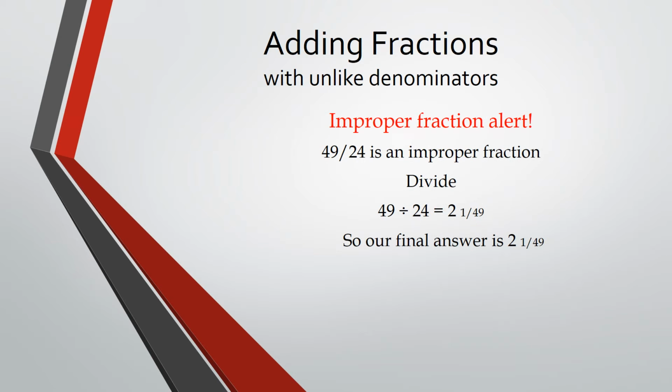Improper fraction alert. 49/24 is an improper fraction, but it's easy to fix. We just divide. 49 divided by 24 gives us two whole numbers. In other words, there's two 24s in there, and there's one left over, and that turns into our fraction 1 over 24. So our final answer is 2 and 1 over 24. Now, if our fraction was not in lowest terms, we would still have another step. Remember, we have to usually provide lowest terms, but 1/24 is already in lowest terms. So we are completely done with that question.